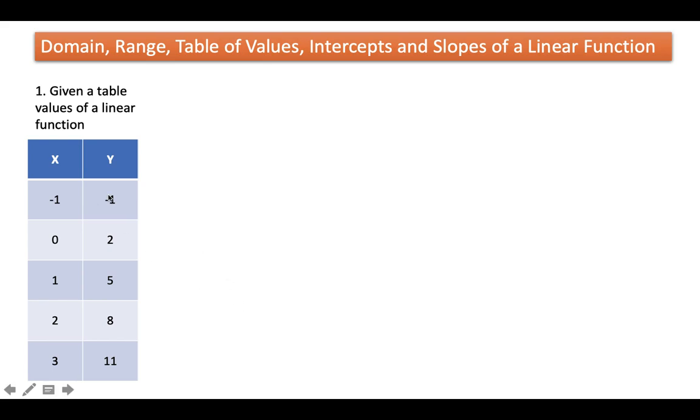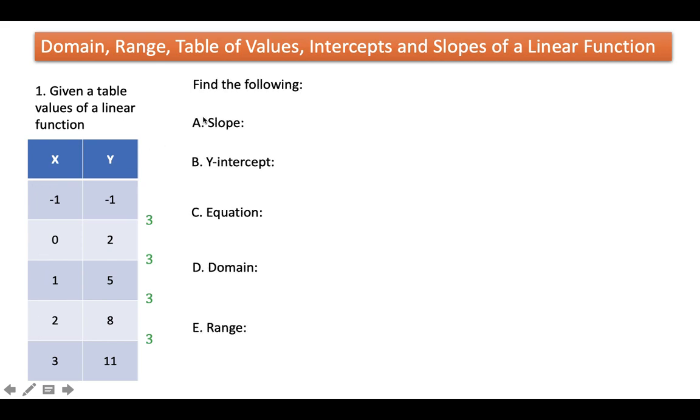So we can prove that this set of points is really a linear function if the x values are arranged consecutively, then the difference of our y values are the same. So 2 minus negative 1 is positive 3, 5 minus 2 is 3, 8 minus 5 is 3, 11 minus 8 is 3. So since they're all the same, we can say that this set of points is a part of a linear function, provided that x is arranged in consecutive order.